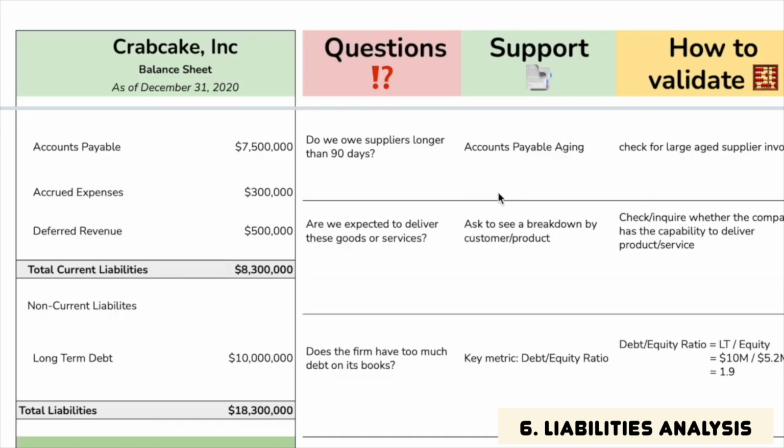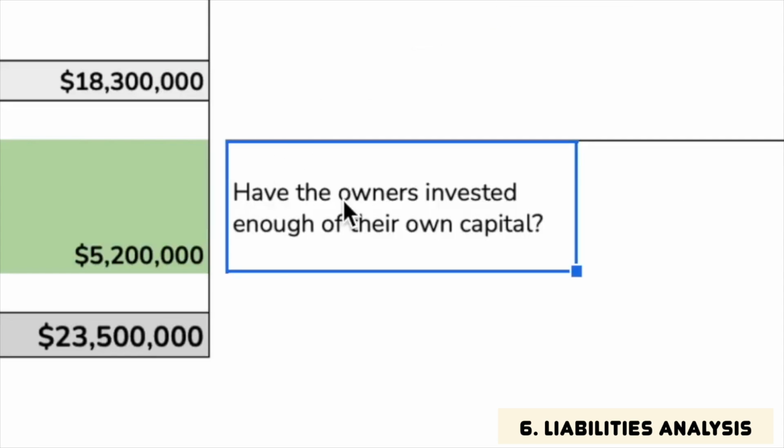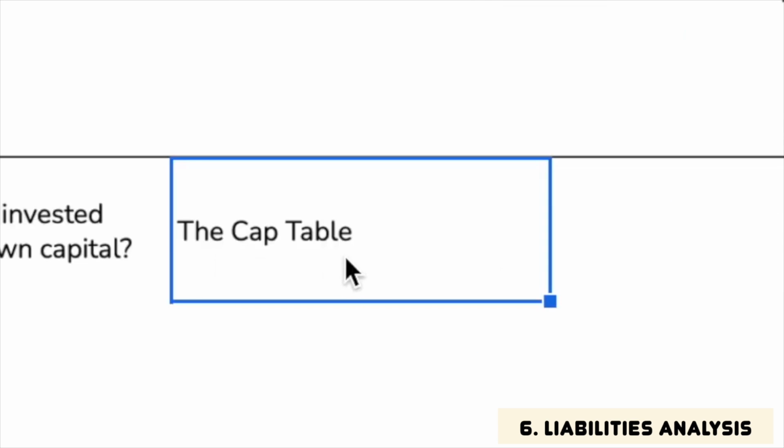Now, my fourth and final question is going to be related to shareholders' equity. The company has a balance of $5.2 million. And my question is going to be, have the owners invested enough of their own capital in the business? Because obviously when the owners invest their own money in the business, you know that they have good faith in the business. So my support, what I'm going to need to see here is the cap table, or the table summarizing the capital of the company, to see who is invested in the company.